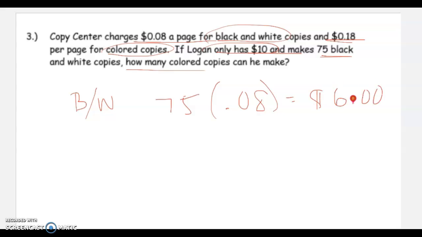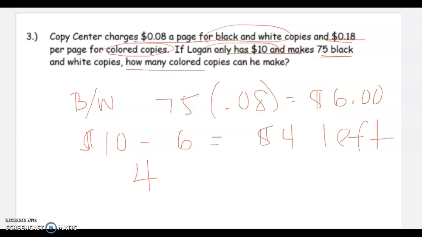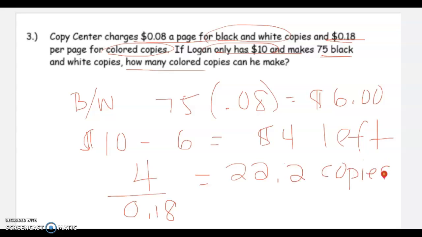That would mean if I started with $10 and I spent $6 on black and white copies, I only have $4 left. So with that $4, I want to spend as much as I can on colored copies. So I'm going to take my $4 and see how many times 18 cents can go into it. $4 divided by 18 cents is going to be 22.2. Now that 22.2 is the absolute most I could pay for, but I wouldn't pay for 0.2 copies. So we could only afford 22 copies there.